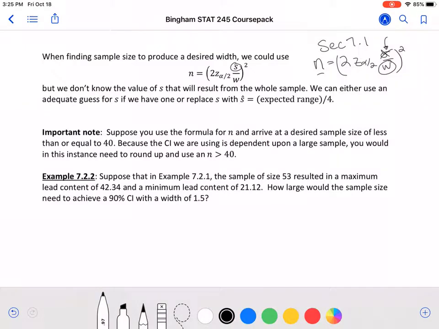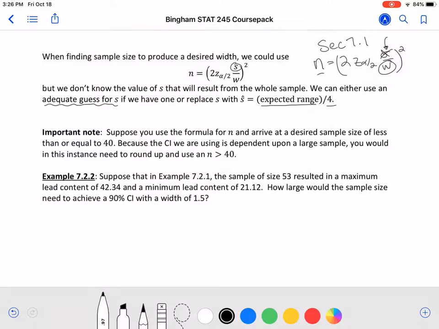The one catch here is that if I'm trying to figure out how big a sample to take, I may not have taken a sample yet, and in that case, I won't have a value of s because s is a sample standard deviation. If you have an adequate guess for s, you can use it. Another option is to replace s with another guess for what s might look like, which is: what do you expect the range of your data to be, divided by 4?